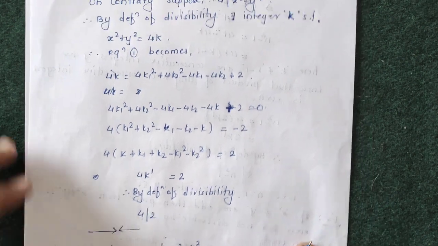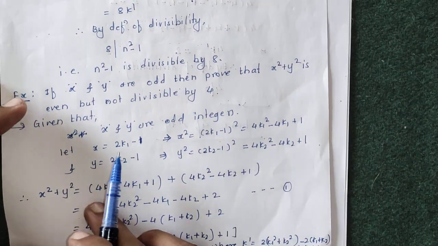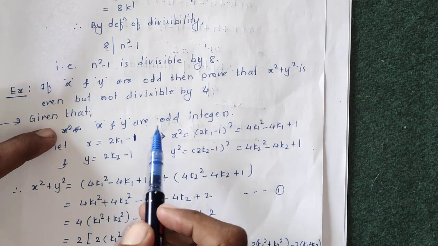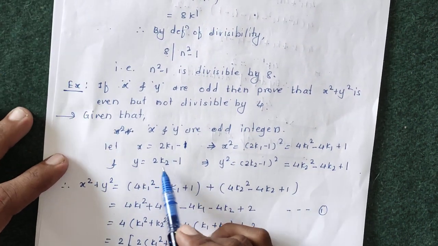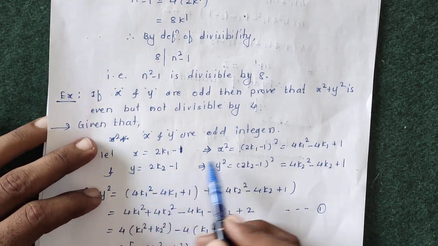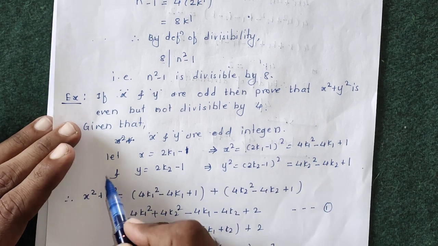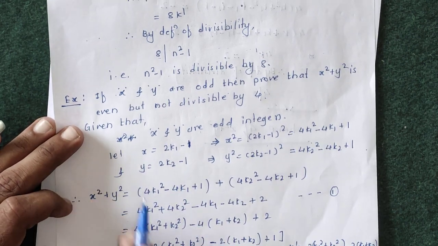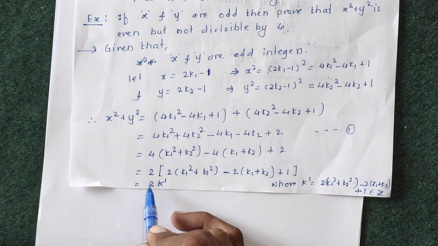So first of all, we have proved x square plus y square is even. x and y are odd integers, so x and y are of the form 2k minus 1, 2k1 minus 1, 2k2 minus 1. Taking the square of x and y and adding these two terms, we get x square plus y square of the form 2 into some k prime. So x square plus y square is even.